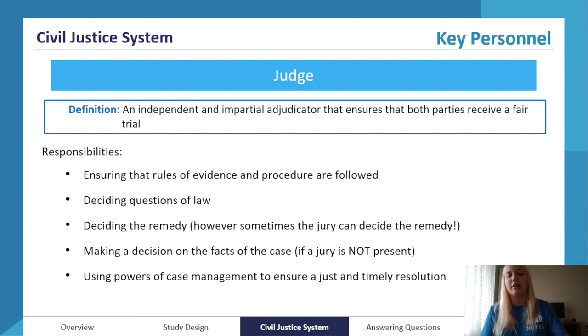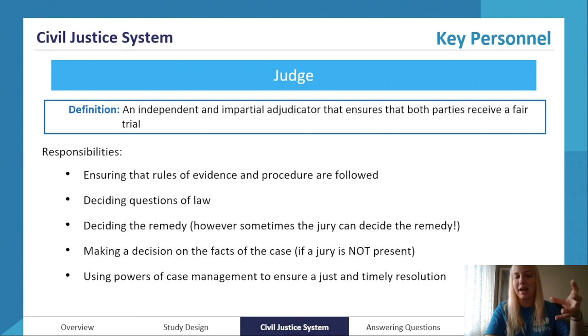They decide the remedy. Now, this is where things start to change in the civil justice system. Sometimes the jury can decide the remedy. You don't need to know about this, but you need to know that this is a point. Both the judge and the jury have the role of deciding the remedy. However, the jury will only decide, first of all, if a jury is appointed in the first place.